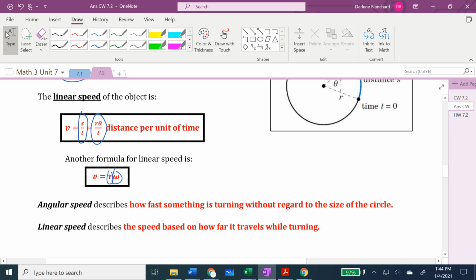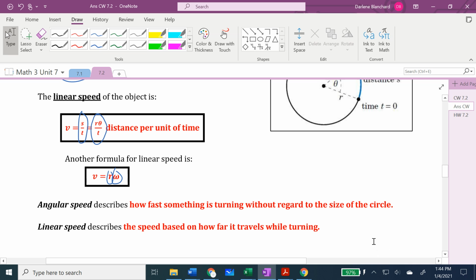Now I remember what I wanted to say. You want to make sure you understand that angular speed describes how fast something is turning, and it does not matter how big the circle is. Linear speed is affected by how big the circle is, and it's based on how far a circle has traveled while it is turning.